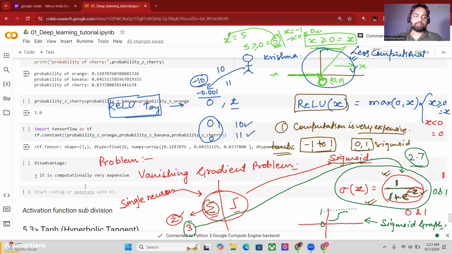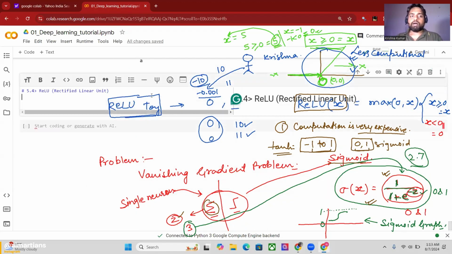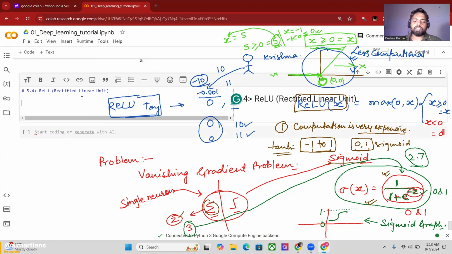I mentioned the vanishing gradient problem, but I'm not going to teach you right now, because to make you understand the vanishing gradient problem, I will cover it in a separate video. So don't worry. For now, I'm just talking about ReLU. So I'm just mentioning it.